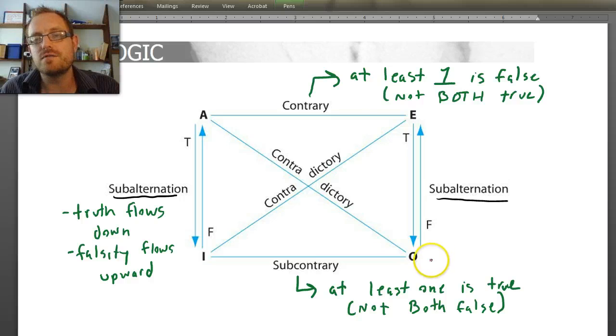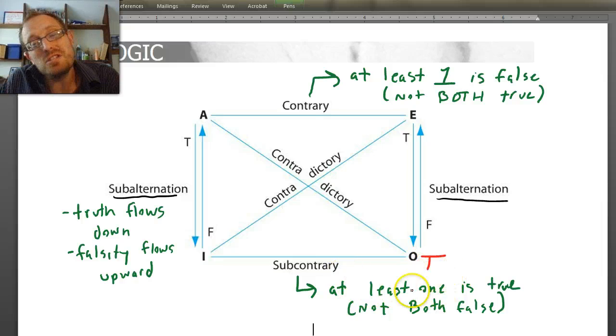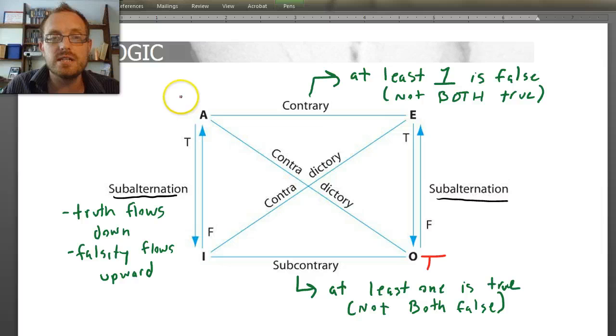So let's imagine, for instance, that an O statement is true. What can I determine? Now, I always say start with the contradictory, but let's stop there. Let's start by thinking about the subcontrary. Well, at least one of them is true. They're not both false, right? If at least one is true, I know this one is true, but they still could both be true. Now let's jump to the contradictory. If this is true, then this has to be false.